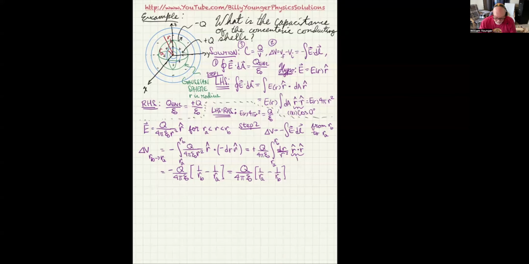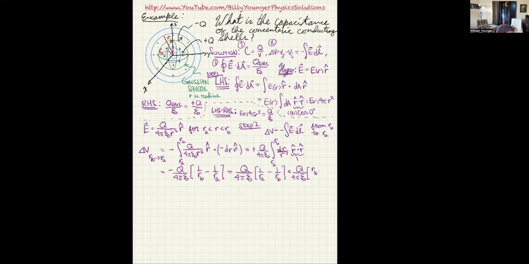We can, in fact, if we wish, go ahead and get a common denominator. If we wanted to do that, which I'm going to, all we have to do is multiply the first fraction by RB over RB and multiply the second fraction by RA over RA. So then we'd get Q over 4 pi epsilon naught times, now it's going to be RB minus RA over RA RB.